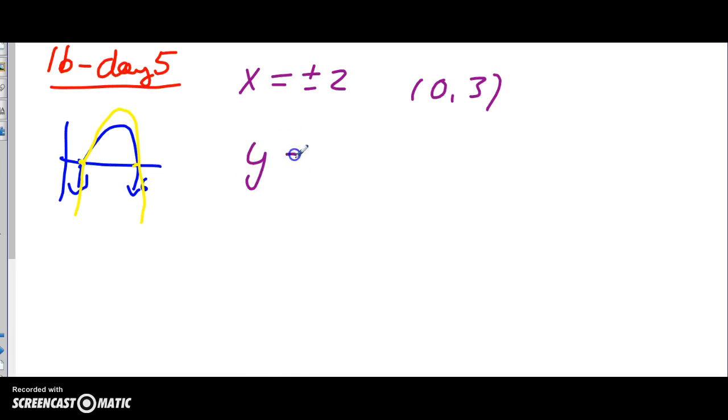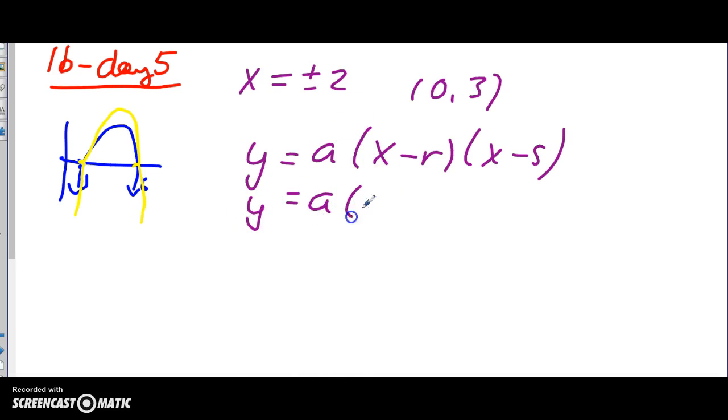What I do is I set it up in basic factored form, which is y equals a(x minus r)(x minus s), or s and t, depending on the textbook, I've seen both. Those are my zeros. So I sub this in, and my zeros are plus 2, so I change this to minus 2, and the other one is minus 2, and I change the sign because there's a negative here, and this becomes a plus. So don't forget to change your sign.